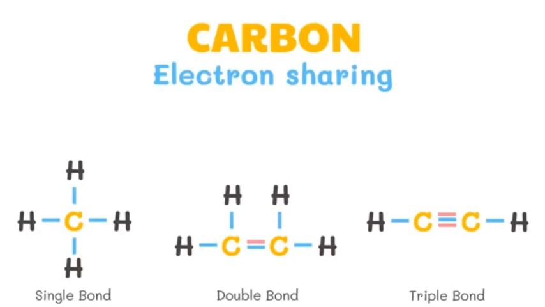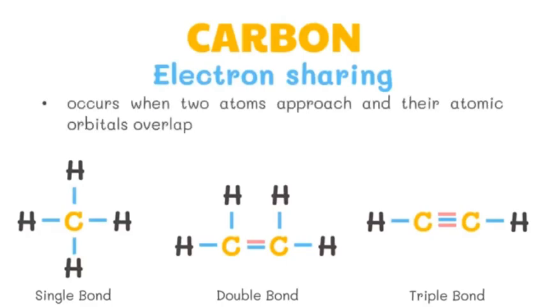Electron sharing occurs when 2 atoms approach and their atomic orbitals overlap. Bonds that have circular cross-sections and are formed by head-on overlap of atomic orbitals are called sigma bonds. Bonds formed by sideways overlap of p orbitals are called pi bonds.